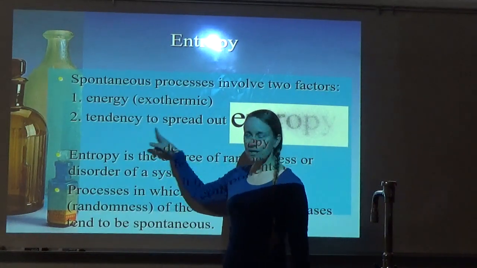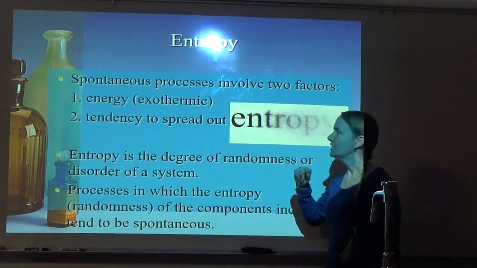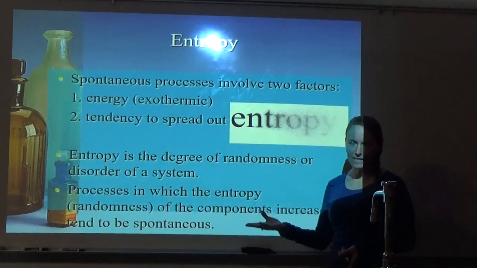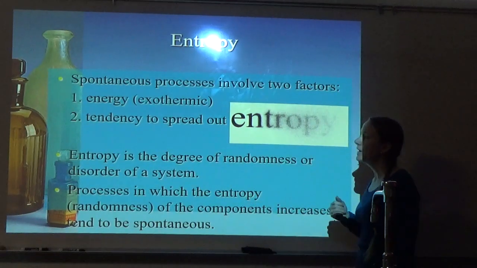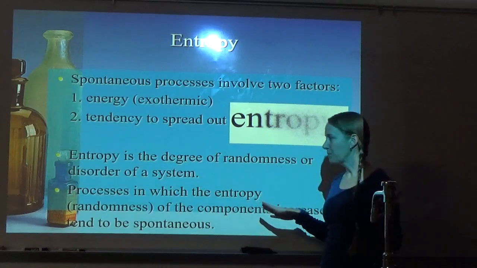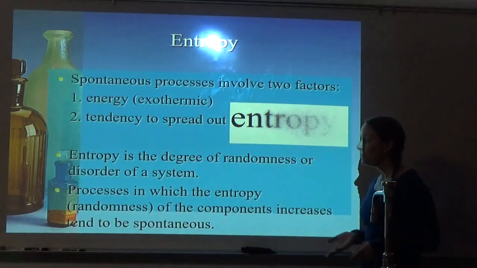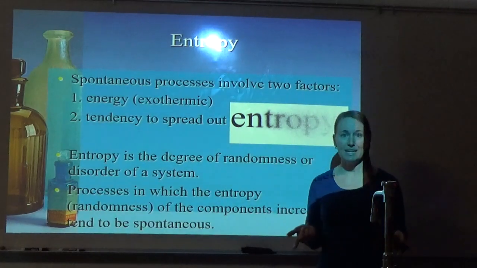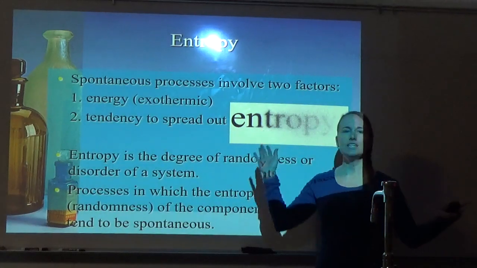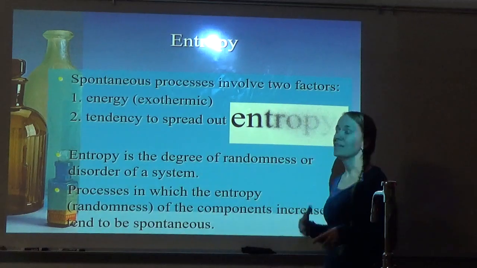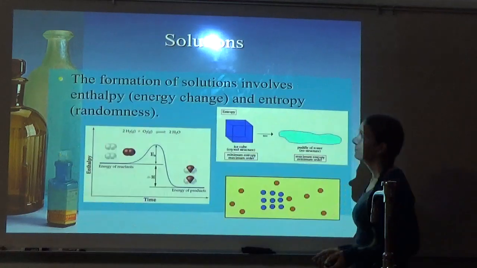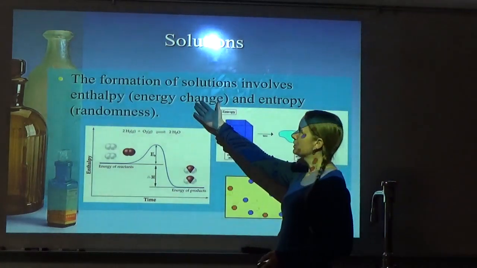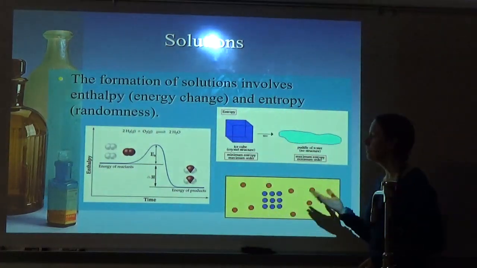But it's also what I said a minute ago, that tendency to spread out. So where is that coming from? Well, that's our entropy. If you took honors, we discussed this. Entropy is the degree of randomness or disorder in a system. Processes in which the entropy or randomness of the components increases tend to be spontaneous. So if we can increase the disorder or the randomness, then that is a favored process. So the formation of solutions involves enthalpy, which is your energy change, and entropy, which is your randomness.